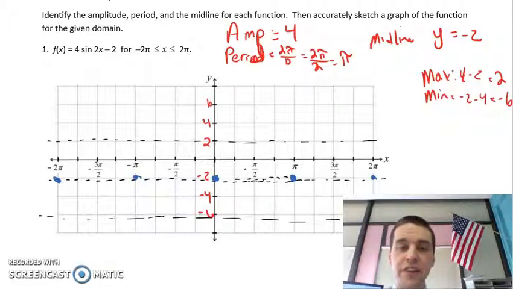And so now I've got to figure out, okay, well, where's halfway through 0 to pi? Well, that's pi over 2. And then I need to figure out my main points. Well, what's halfway in between 0 and pi over 2? Well, that's pi over 4.